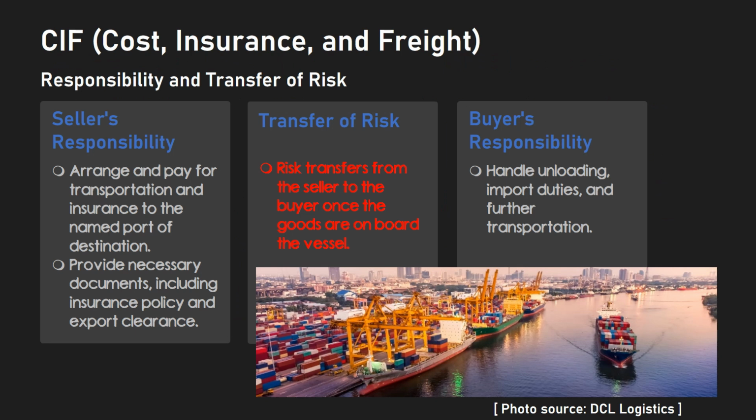Now let's move on to the fourth and final condition for maritime transport in Incoterms 2020 that we'll discuss today: CIF, cost, insurance, and freight. Under CIF, the seller's responsibilities include arranging and paying for both transportation and insurance to the named port of destination. Additionally, the seller must provide all necessary documents, such as the insurance policy and export clearance. The transfer of risk occurs once the goods are loaded onto the vessel. At that point, the buyer assumes the risk.